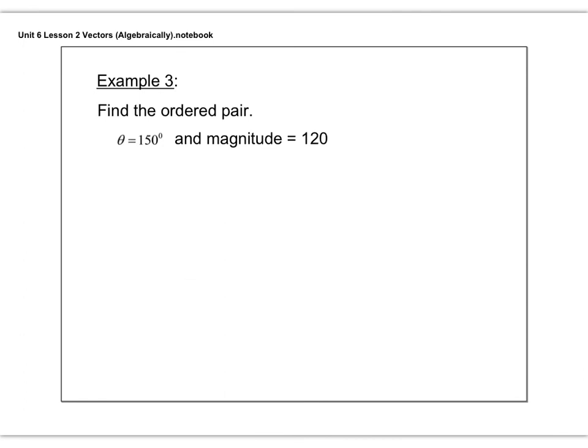Let's try another one. Find the ordered pair. Theta is 150 degrees. The magnitude is 120. So make a little sketch. 150 degrees, it doesn't say a certain quadrant we have to measure from. So 150 degrees is going to start over here and end up over in quadrant 2 somewhere. So let's say this is 150. And then our magnitude is 120. So the length of this is 120. And we want to figure out what's the coordinate, or what's the ordered pair, right there.